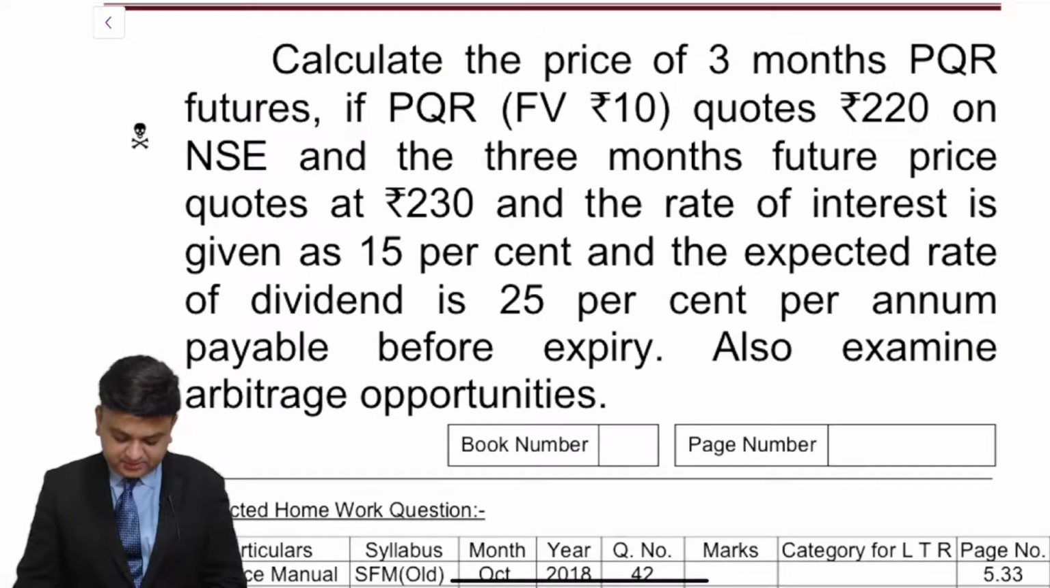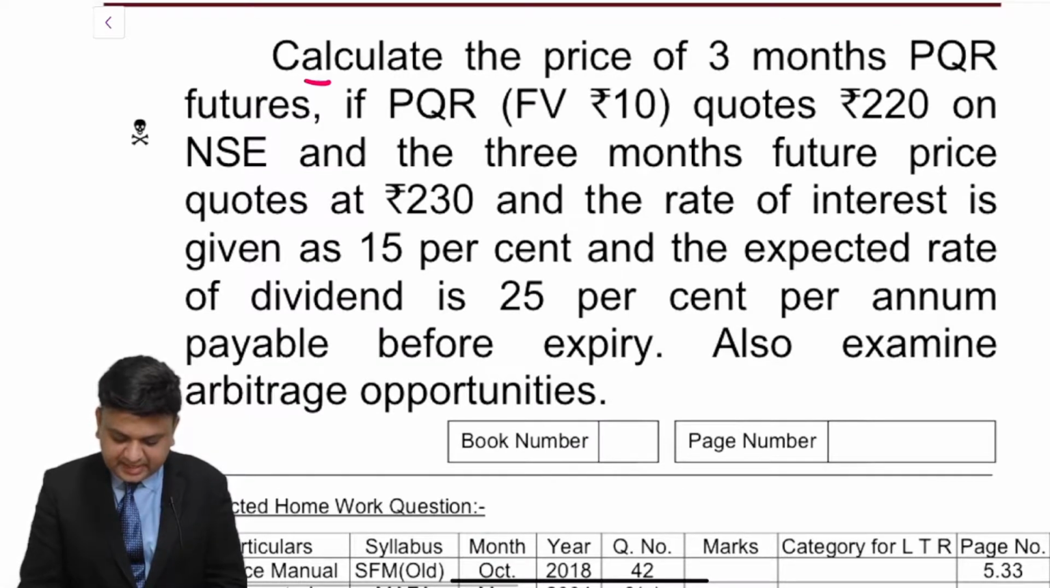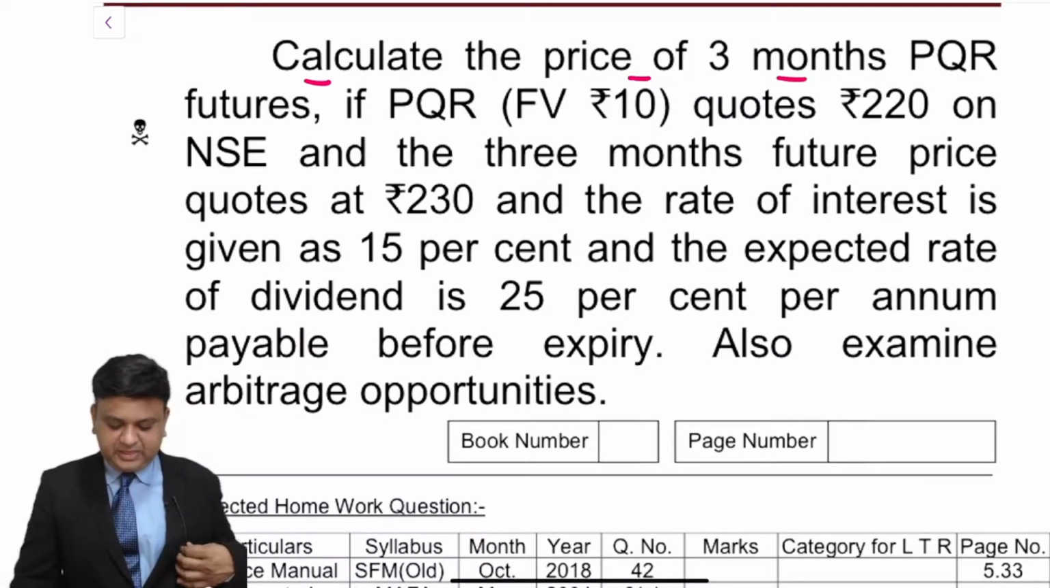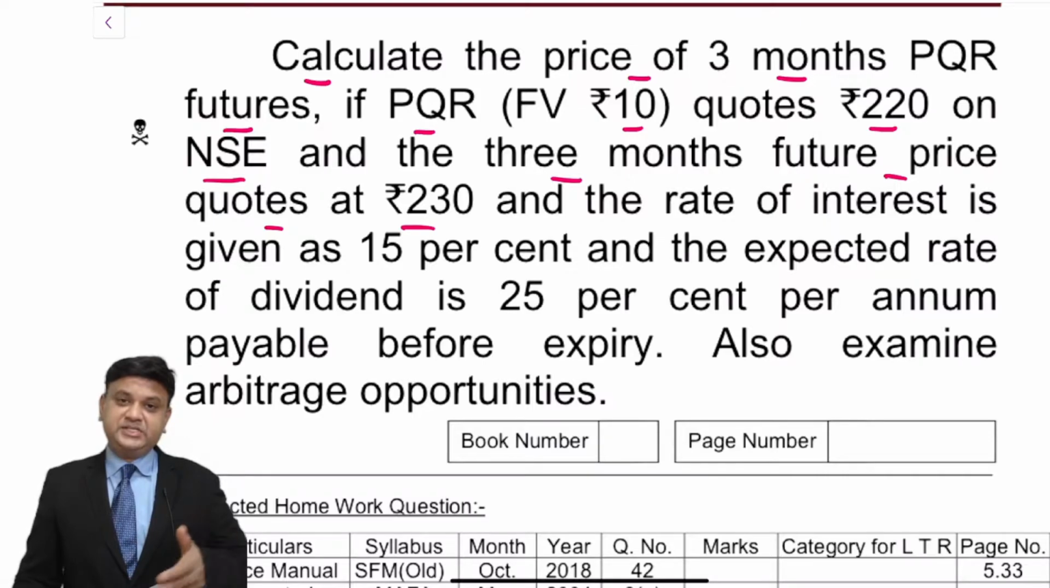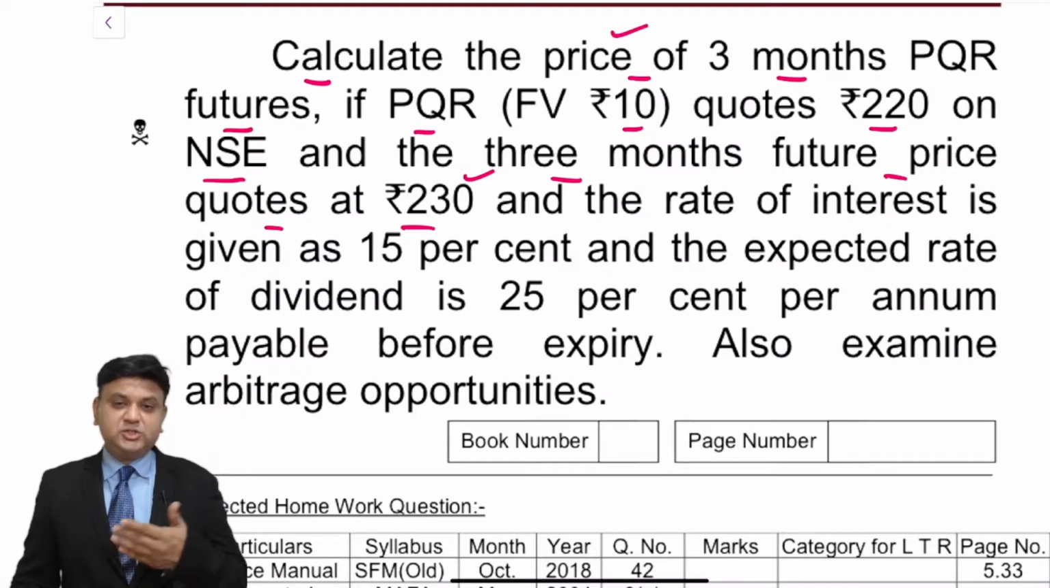Next question is the question in which calculate the price of 3 months PQR futures if PQR having face value of rupees 10 quoted at 220 rupees on National Stock Exchange and 3 months futures price quotes at 230. So the question says that you are required to make the computation of the price of the futures, and the question is also giving the price of the futures. Means we have to understand that we are required to compute the futures price of the security, that is the theoretical futures price.